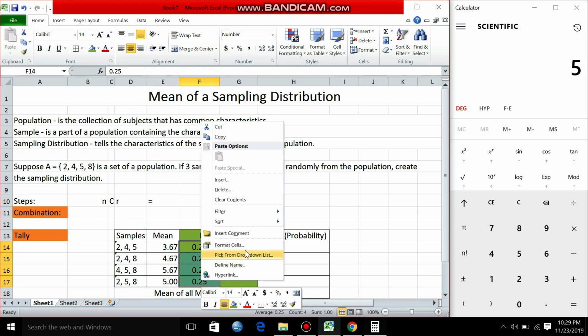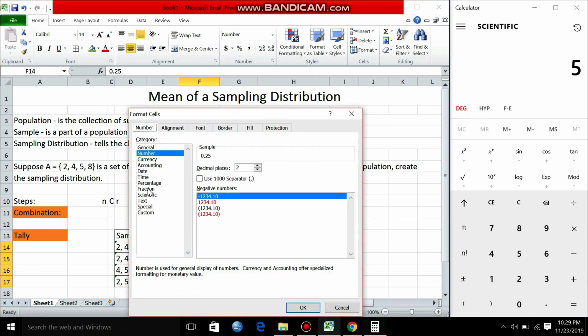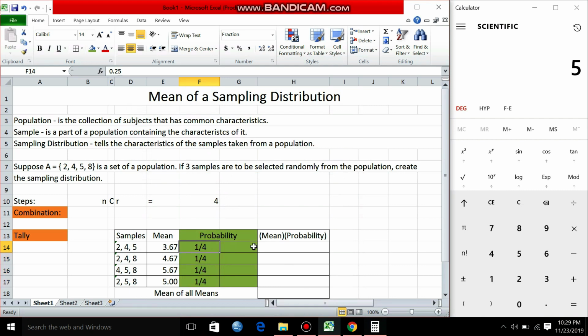Let me first format this into fractions so that we have an idea that this is 1 over 4. Next, let us convert 1 over 4 to decimals so that we have an easier way of computing the mean and the probability. So 1 divided by 4 is 0.25. Then we'll just copy all of the probabilities since they are equal. Next is to multiply the mean column by the probability in decimals. So we have 3.67 times 0.25 is 0.9175.